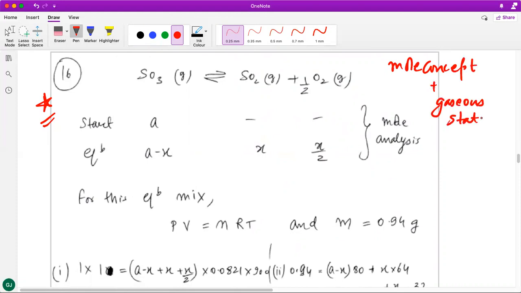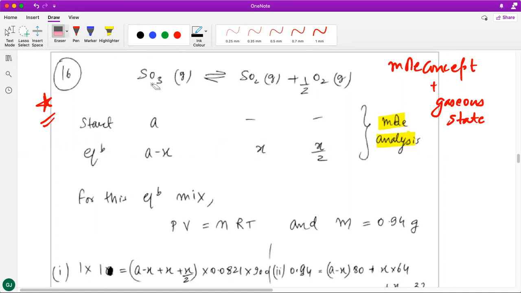Now, as part of this question, you can see that first we did the mole analysis. In order to do the mole analysis, I had to take some variables, and I do not hesitate to take those variables. Maybe it will get solved later. So I took the initial moles of SO3 as A, and when equilibrium was supposed to be reached, I said that, say, X moles of SO3 got consumed, so X moles of SO2 will get formed.